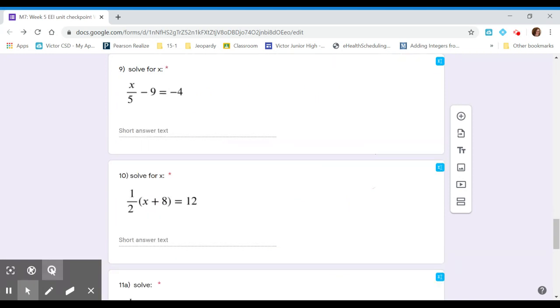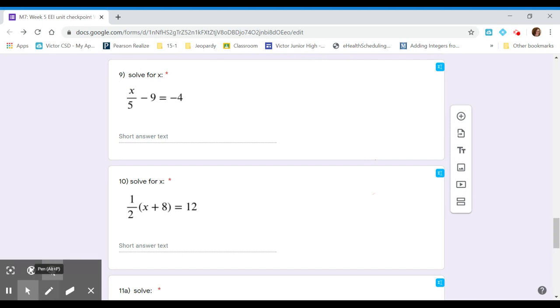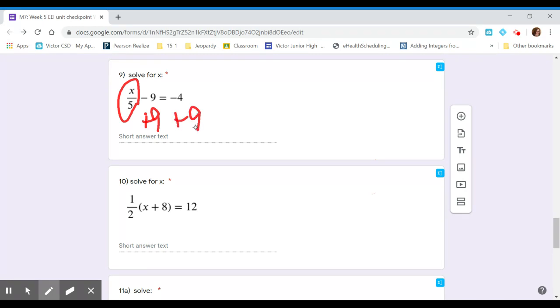Number 9 was another commonly missed one, so we want to make sure, again, since we're isolating that x, we want to add 9 to both sides first. Okay, so over here we'll end up with x over 5 is equal to 5 because -4 plus 9 is 5. Now remember, there's a couple ways we can do this.